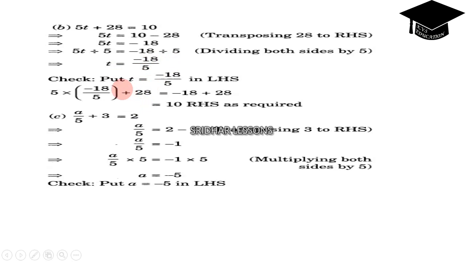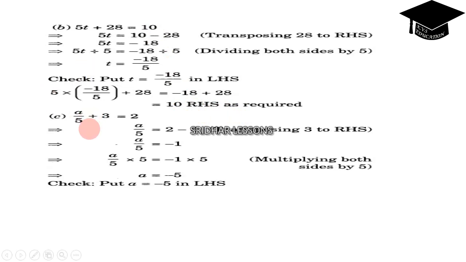To check, we have to put t equal to minus 18 by 5 in the left hand side. That means 5t plus 28. So we have to put the t value here. 5 into minus 18 by 5 plus 28. 5 and 5 upon cancellation, we have minus 18 plus 28, which is equal to 10. So this 10 is equal to the right hand side as required. Therefore LHS is equal to RHS and the equation is satisfied.